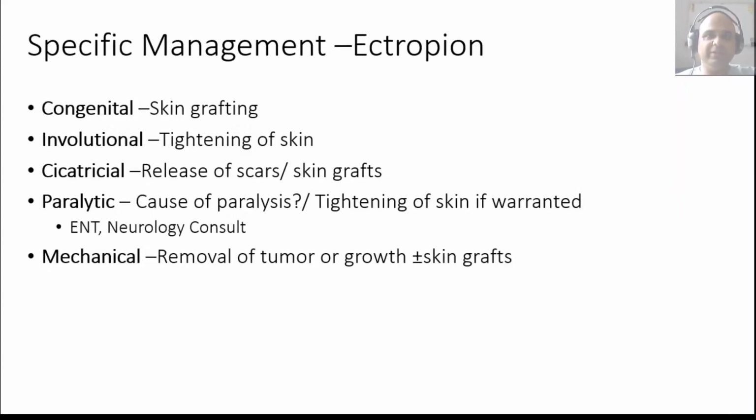So if you have congenital ectropion, you would do some sort of skin grafting for skin shortening. Involutional is basically tightening of skin. I'll show you some pictures as to how that is done. For cicatricial, you need to release scars. You would need to have oculoplastic or a plastic surgeon's assistance. For paralytic, you need to find the cause of paralysis. And you need an ENT consult or a neurology consult. And if the cause is something that causes an irreversible ectropion, you can do skin tightening. Mechanical is removal of tumor together with skin graft, or just resolution of whatever swelling is causing the mechanical ectropion would cause the ectropion to go away.